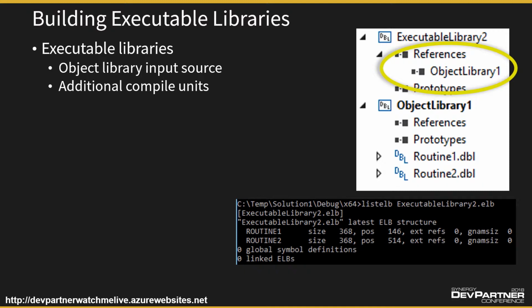So, notice the reference source, and you'll see this in your project when you create it in the workshop. Here we're referencing the object library inside our executable library, called Executable Library 2. Yours will be named a little bit more appropriately, I hope. And this is going to define the input source. All the compiled units inside that object library will be put into the resulting executable library.